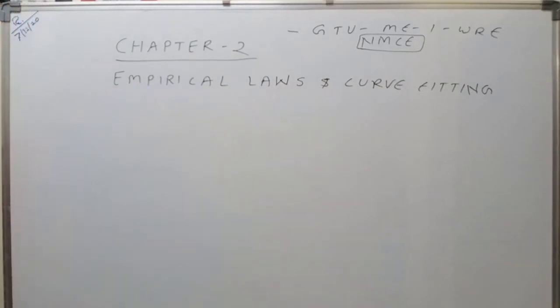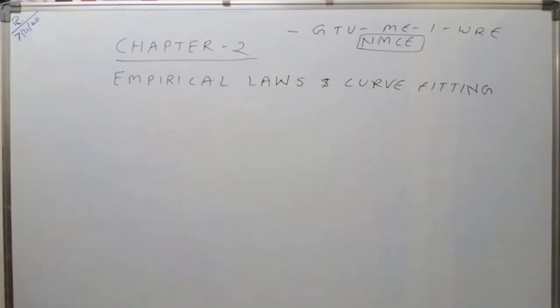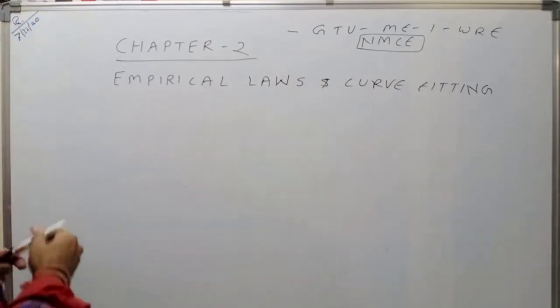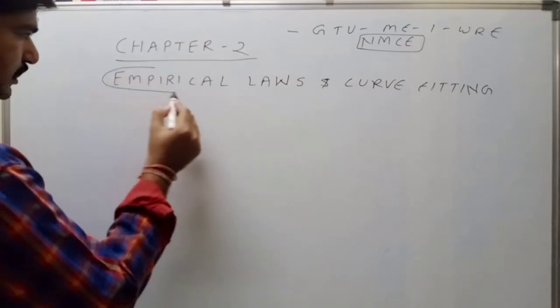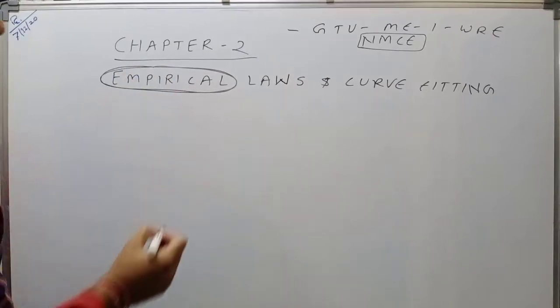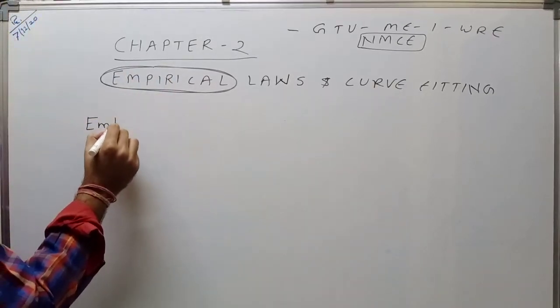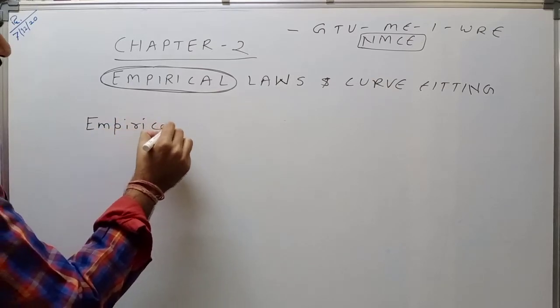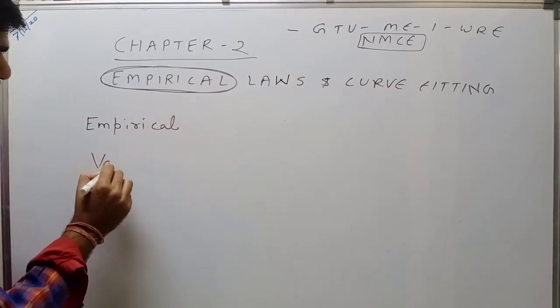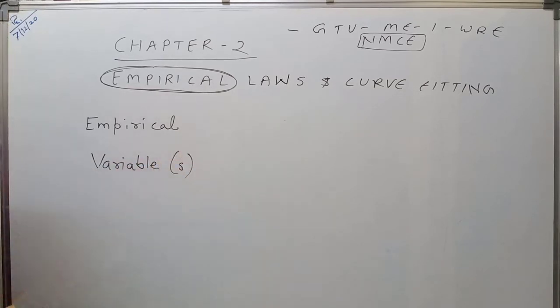Before going into depth, we need to know what the variables are, what the constraints are, what curve fitting is, and what empirical is. These two things, the meaning of empirical and the meaning of variable or variables, we need to quantify and identify. Okay, so what is empirical?